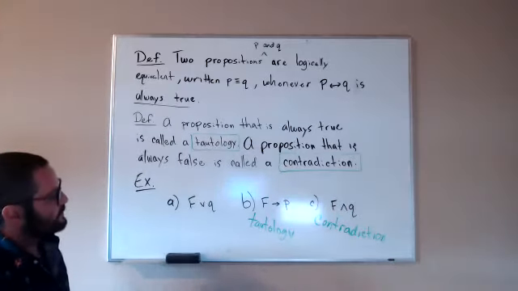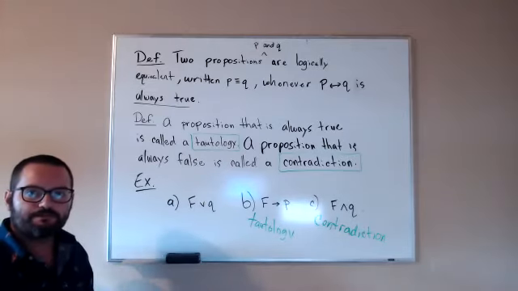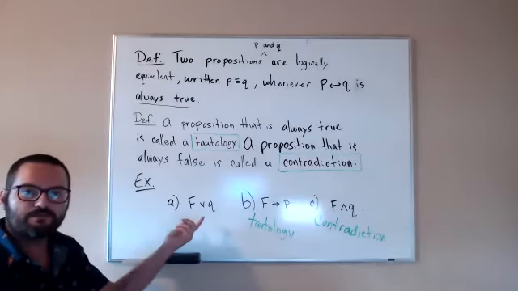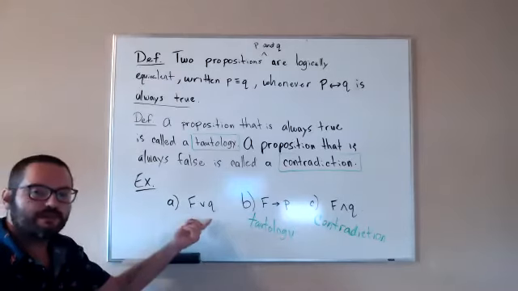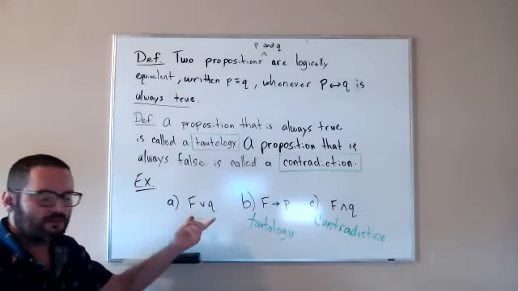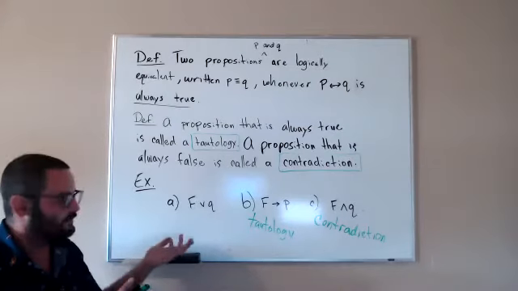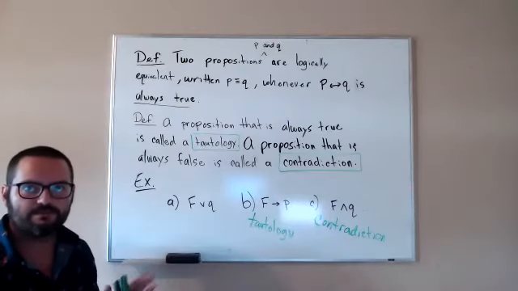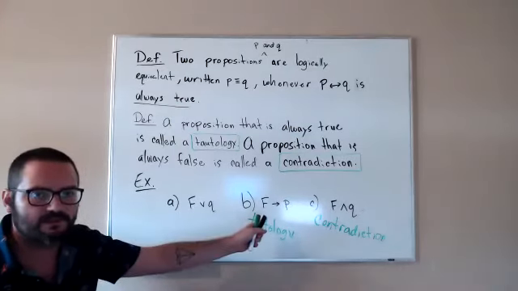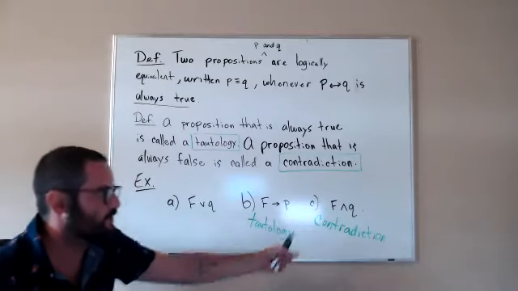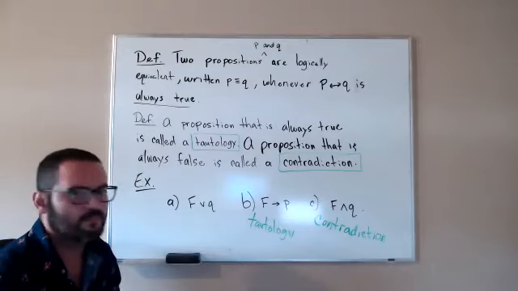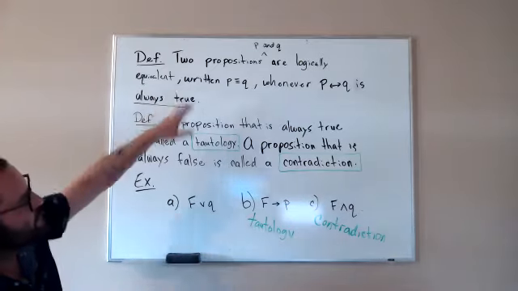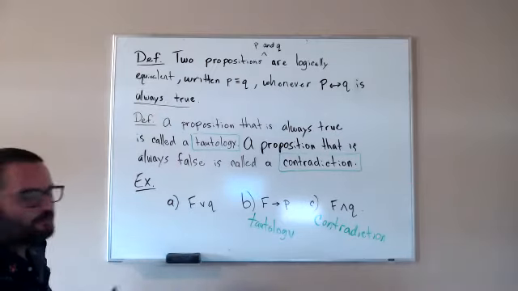Okay? And then here, this is a contingency, because the truth value of this compound proposition depends on Q. If Q is true, then this will be true. If Q happened to be false, then this would be false. So it depends on the value of Q. Whereas these here, no matter what you plug in, you're always going to get the same end result. In this case, you're always going to get true no matter what P is. In this case here, you're always going to get false no matter what Q is. All right, so let's see a case where we have two propositions that are logically equivalent.